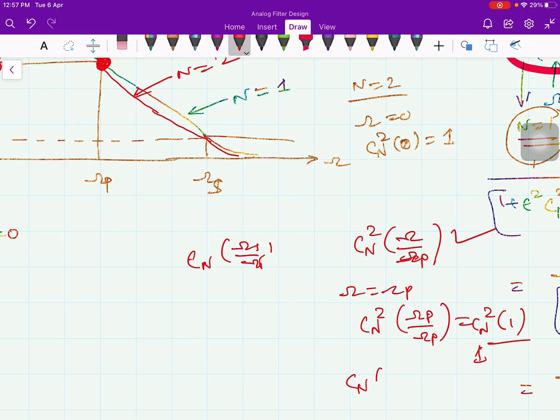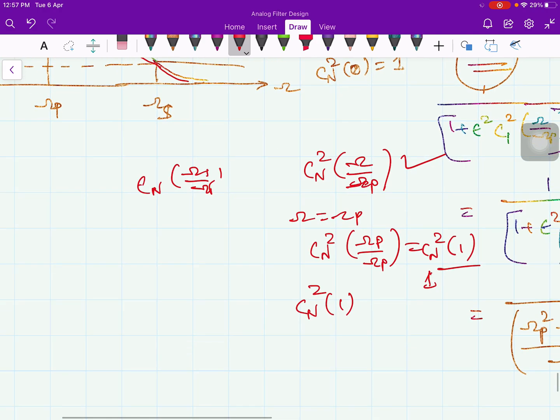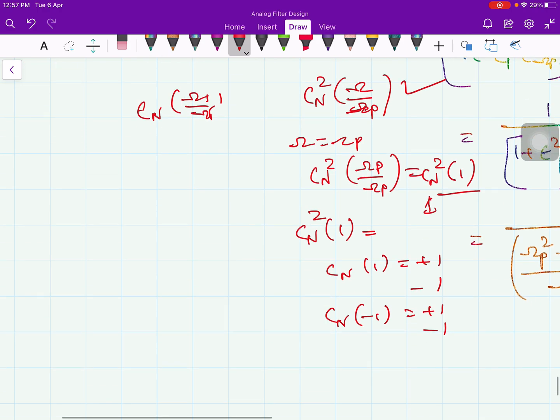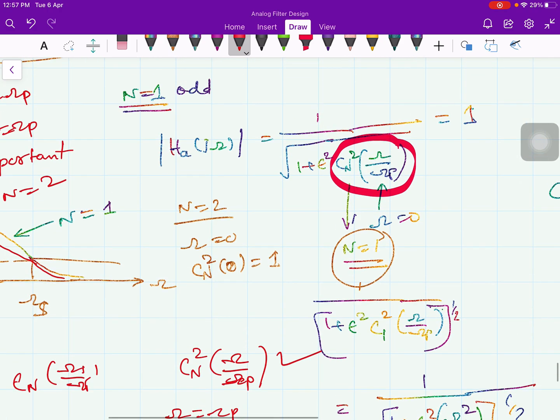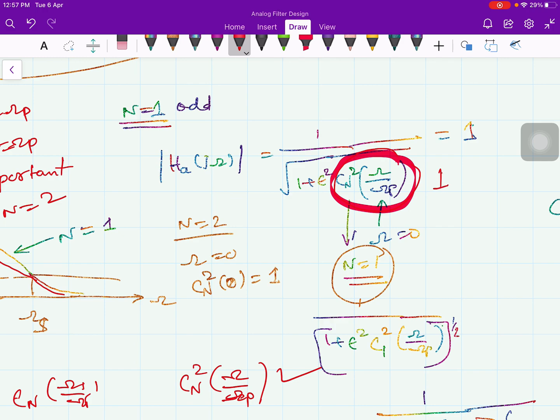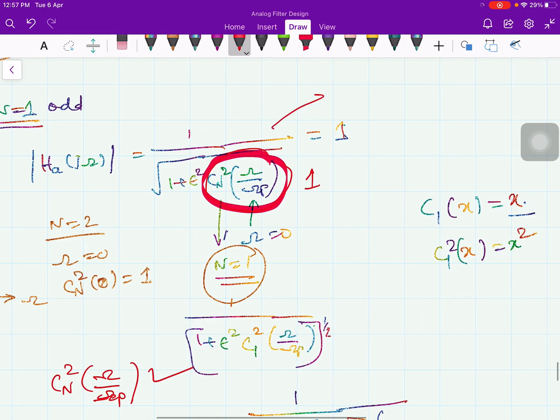Cn of 1, Cn squared of 1. Cn of 1 can be either plus 1 or minus 1. Similarly, Cn of minus 1 can be either plus 1 or minus 1. But the moment you square it, Cn squared of 1, it is always plus 1. If this is always plus 1, then substitute in this expression. Therefore, this expression is going to be 1 divided by square root of 1 plus epsilon squared.